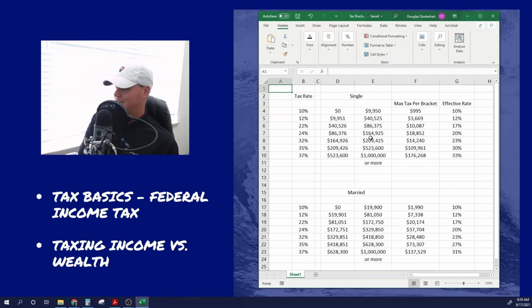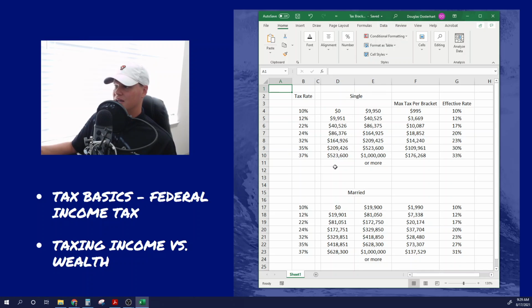How it works is that each band of the range of dollars is taxed at that percentage. So from 0 to 9,950, that's taxed at 10%. The maximum amount that you can pay on that first bracket is $995. Then the 12% bracket, right? 9,951 to 40,525, those dollars are taxed at 12%. And the maximum amount on those is $3,669.